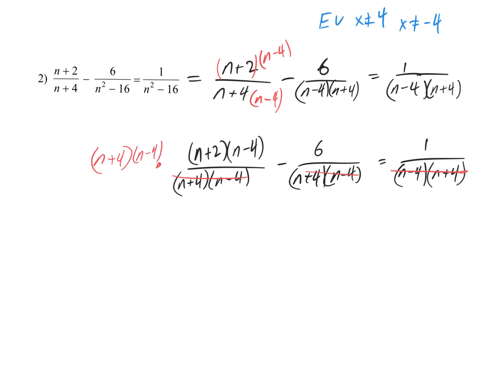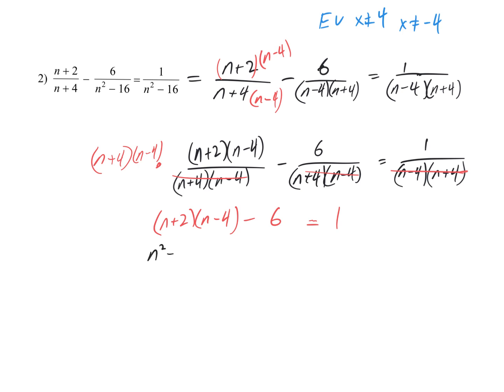And remember that is going to cancel out all of our denominators. And we're left with something much simpler. (n + 2)(n - 4) - 6 = 1. Okay, and just be careful about this part, guys. Remember, we have to FOIL this together.